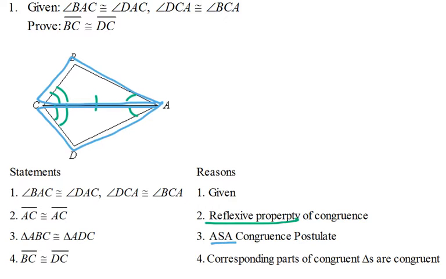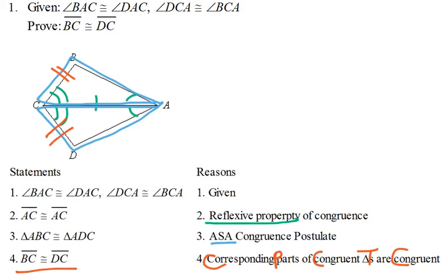Once I have the two triangles are congruent, then I can show that segment BC is congruent to segment DC because corresponding parts of congruent triangles are congruent. CPCTC. So that's it for today's lesson.